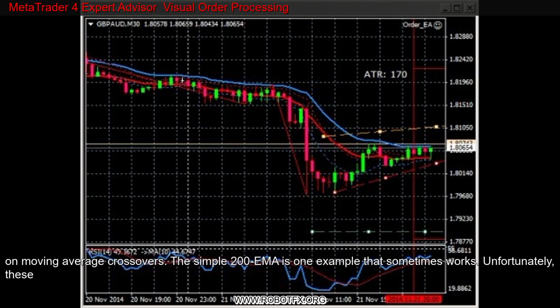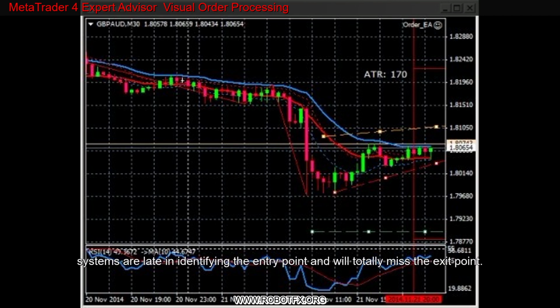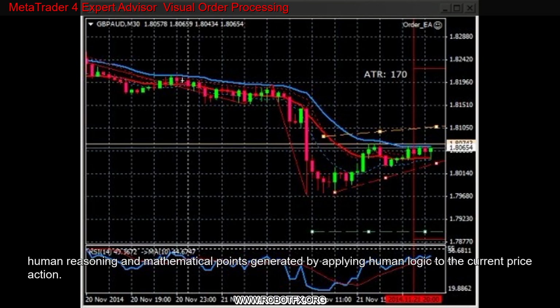Most of these systems rely on moving average crossovers. The simple 200 EMA is one example that sometimes works. Unfortunately, these systems are late in identifying the entry point and will totally miss the exit point. Therefore, this paper is to document a system of placing and maintaining orders generated from human reasoning and mathematical points generated by applying human logic to the current price action.